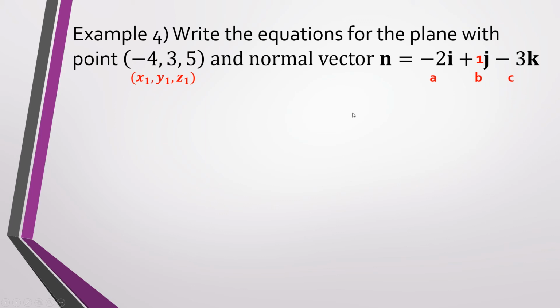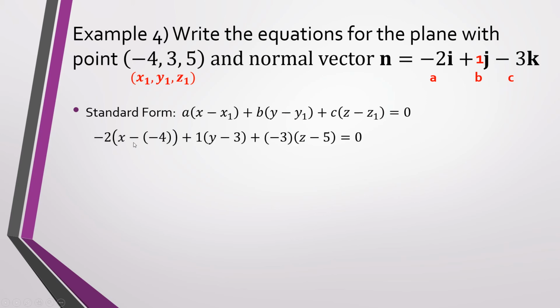So now we can substitute our x1, y1, z1, and our a, b, and c into our standard form equation. Okay, so a is negative 2 times x minus x sub 1 is negative 4, plus b is 1 times y minus y sub 1 is 3, plus c is negative 3 times z minus z sub 1 is 5.